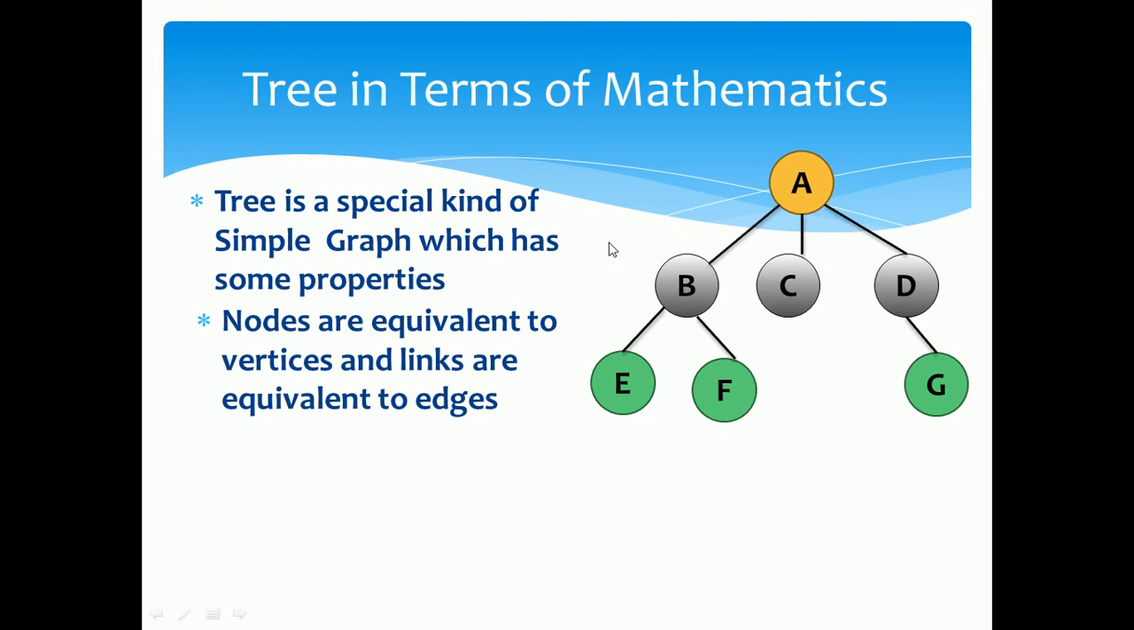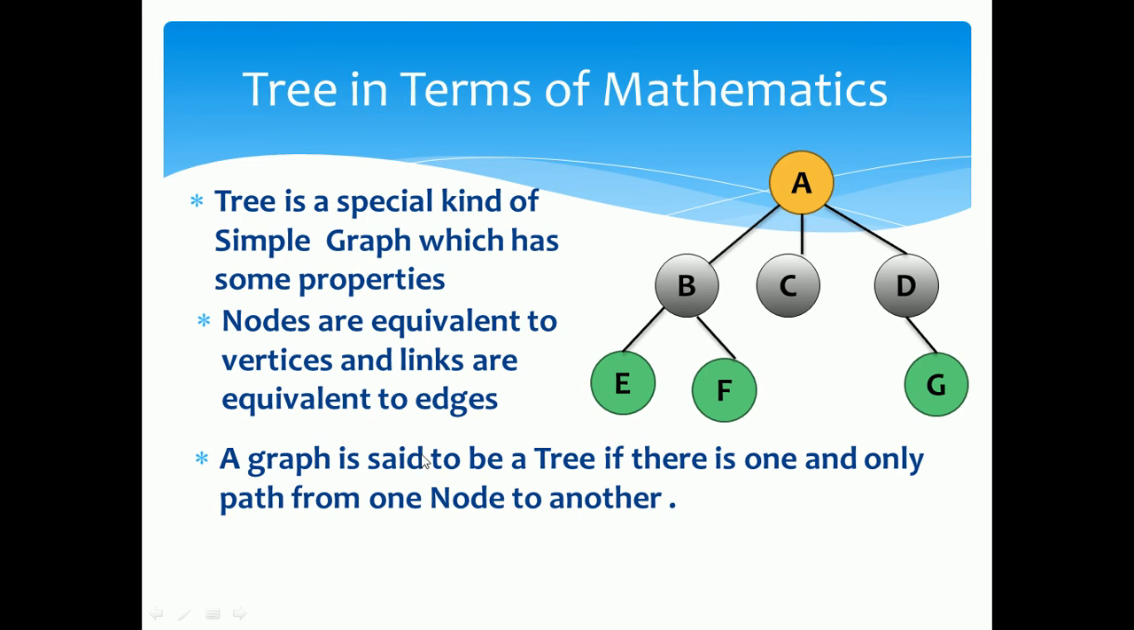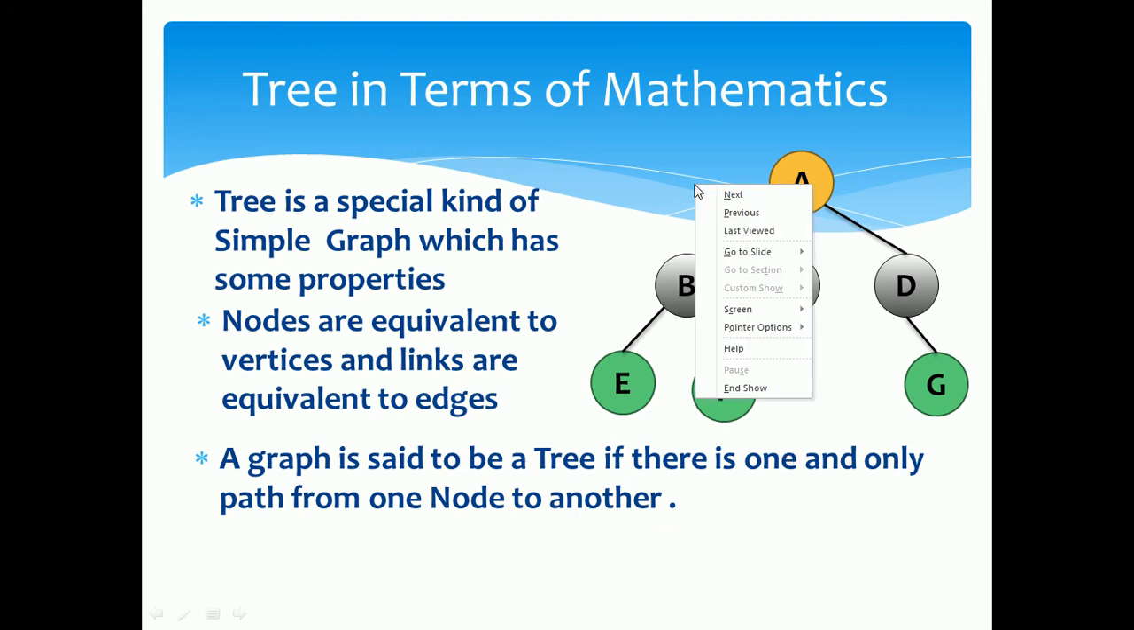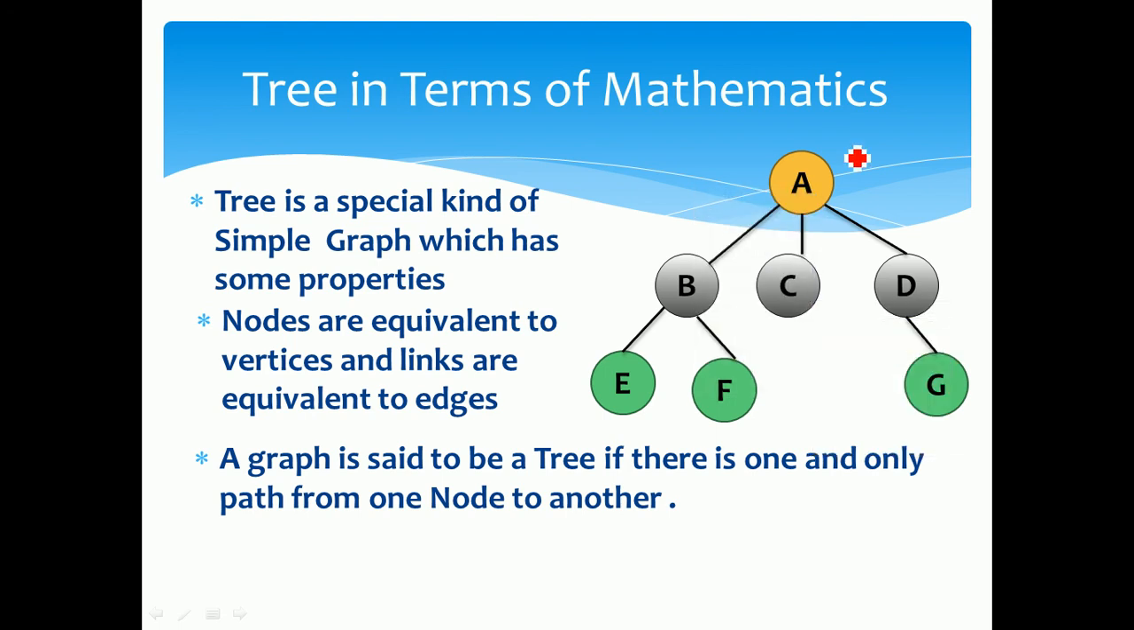the links or edges. A graph is said to be a tree if there is one and only one path from one node to another. So what does it mean? Let us take a situation. We have to go from A to E. First of all, we have to go to B and then we have to go to E. So there is only one path available for this traversal.